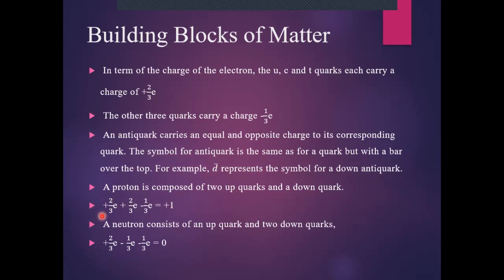If we see their charge, the up quark carries a charge of plus 2/3 e, so the net charge from two up quarks is plus 2/3 plus 2/3 e, whereas the down quark carries a charge of minus 1/3 e, so the net charge on the proton is plus 1. Whereas the neutron consists of an up quark and two down quarks. Minus 1/3 e is the charge on each down quark, so there will be minus 1/3 minus 1/3 plus the charge on the up quark, plus 2/3, and we get 0. So the neutron is a neutral particle.